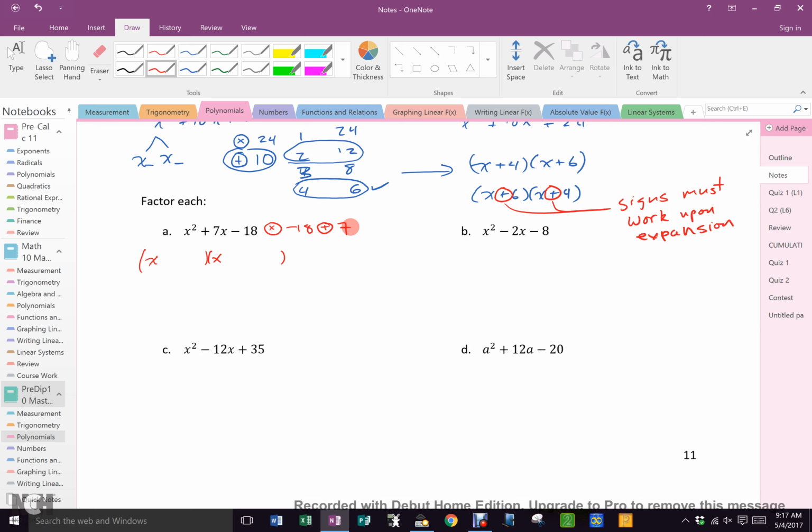Kathleen, 2 and 9. How will I get to positive 7 using 2 and 9? I know it's 2 and 9, but I need to have positive 7, so it's negative 2 and positive 9, yes? So that goes in the blank. Negative 2, positive 9. And that's factoring.